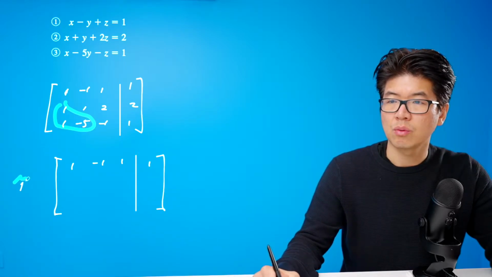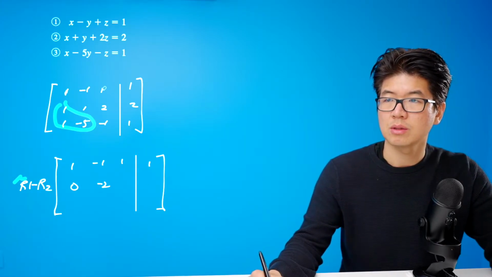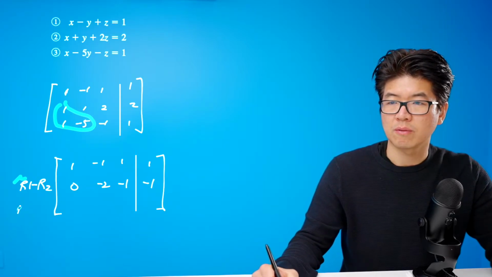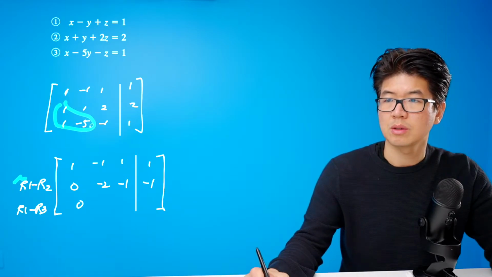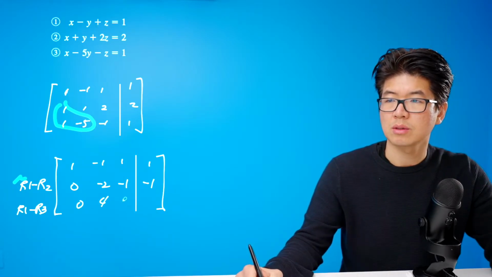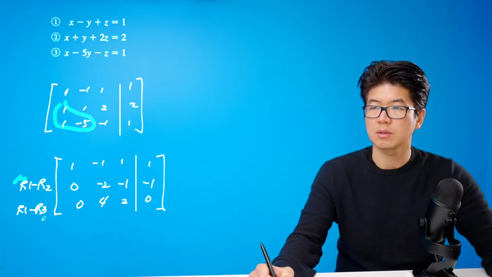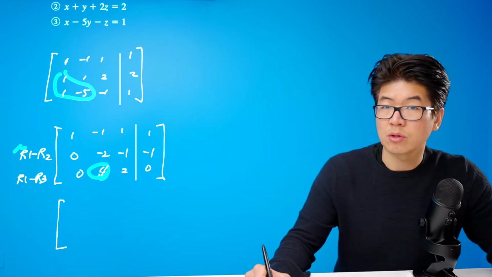Let's get row 1 and subtract row 2 and put the result here. So subtract, subtract, subtract, subtract. Let's do that again for row 1 with row 3. Subtract, subtract, subtract, subtract. Nice. Okay.